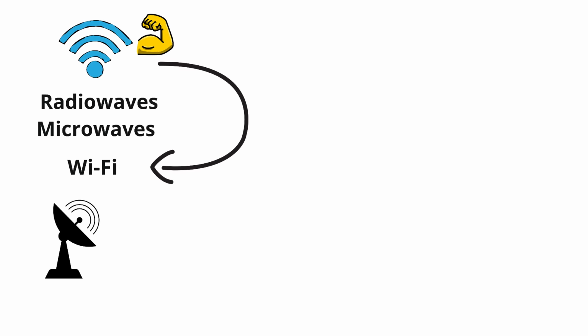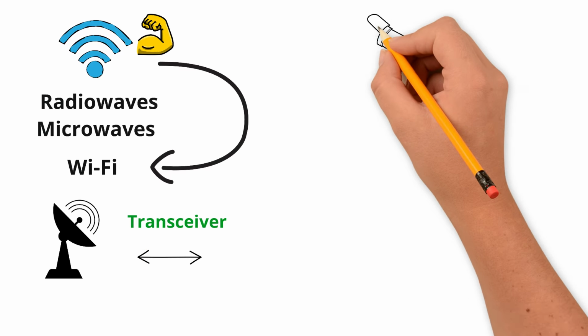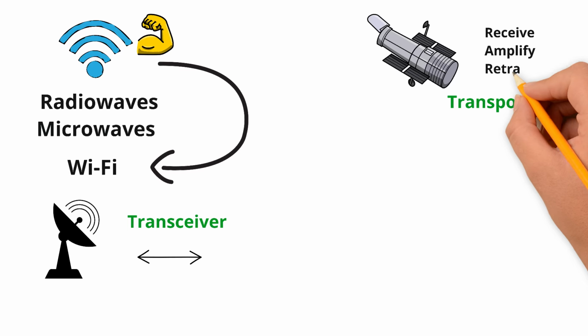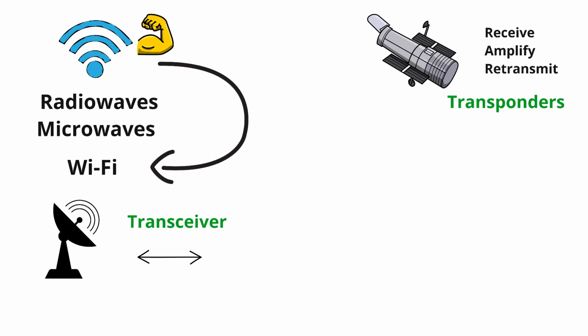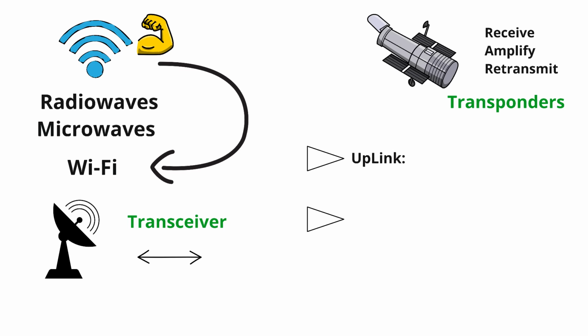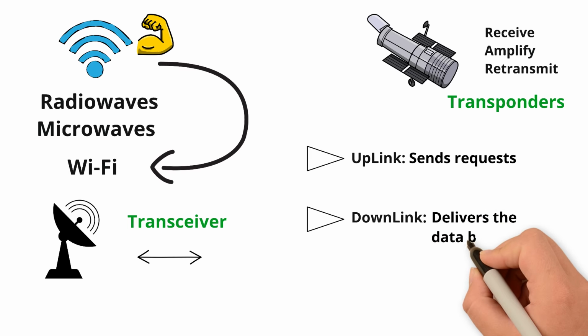Your dish on the ground has a transceiver, which both sends and receives these signals. The satellite in space acts as a relay, using advanced onboard equipment called transponders that receive, amplify, and retransmit your data back to Earth. Satellite communication happens in a two-way link. The uplink, from your dish to the satellite, sends your requests. The downlink, from the satellite to your dish, delivers the data back.